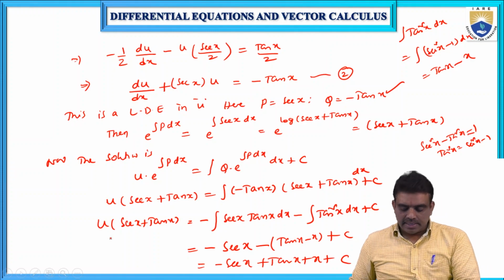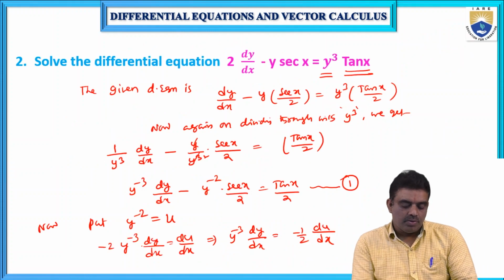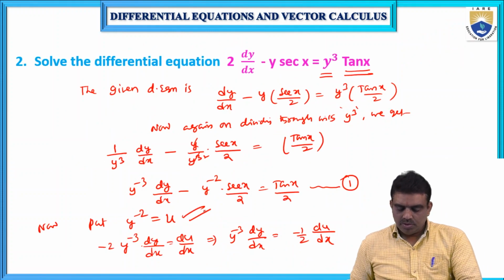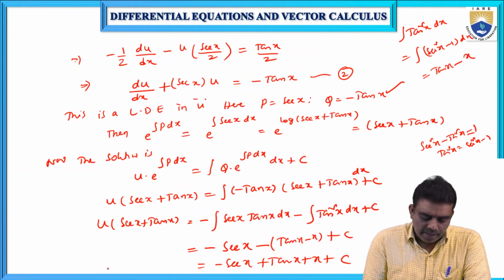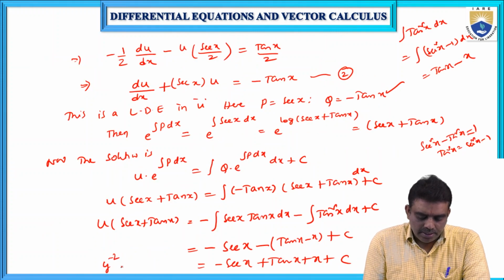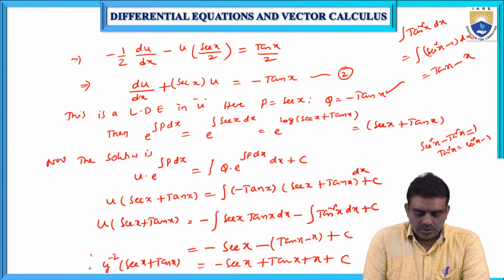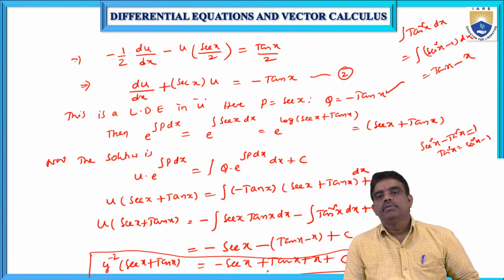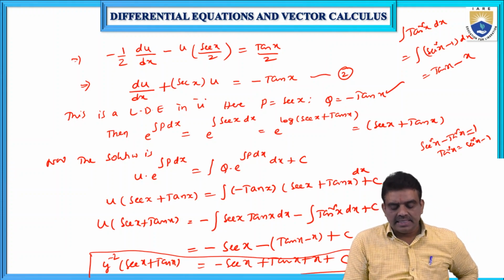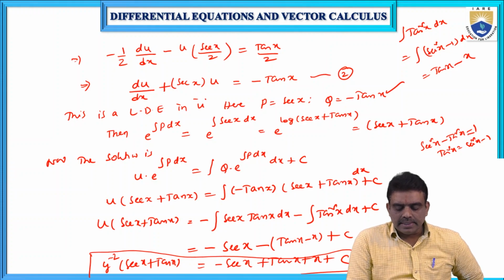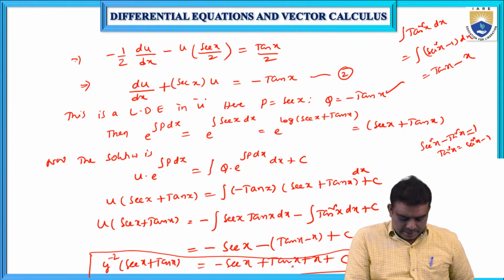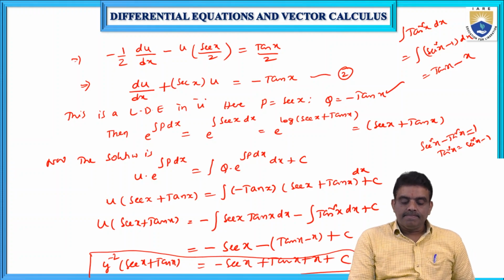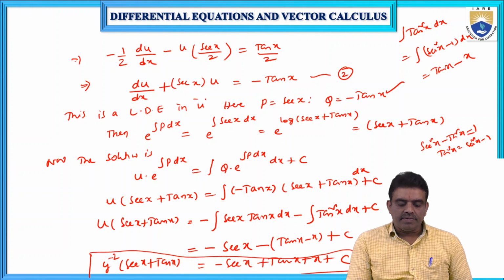And on the left hand side, u is equal to y power minus 2. You have to replace u also. So y power minus 2 into secant x plus tan x is the required solution of the given equation. Y power minus 2 secant x plus tan x is equal to minus secant x plus tan x plus c.